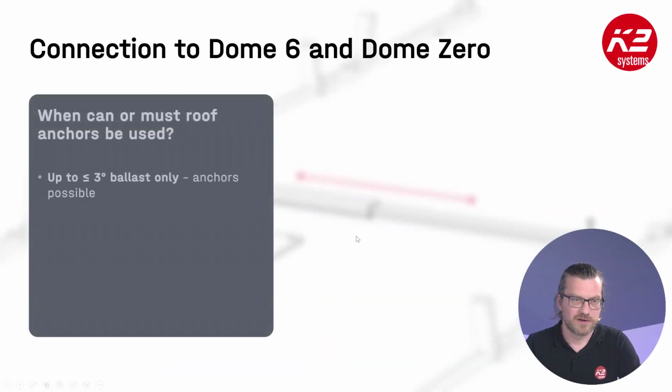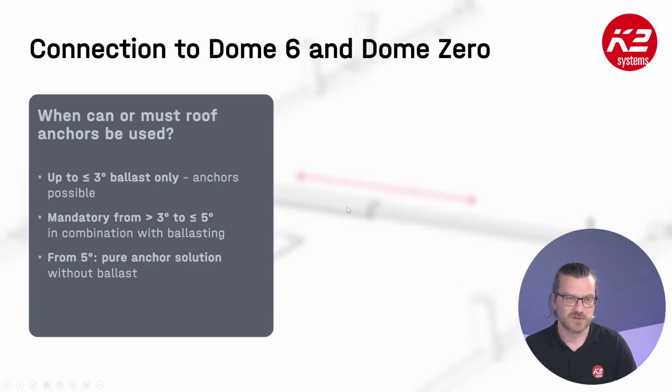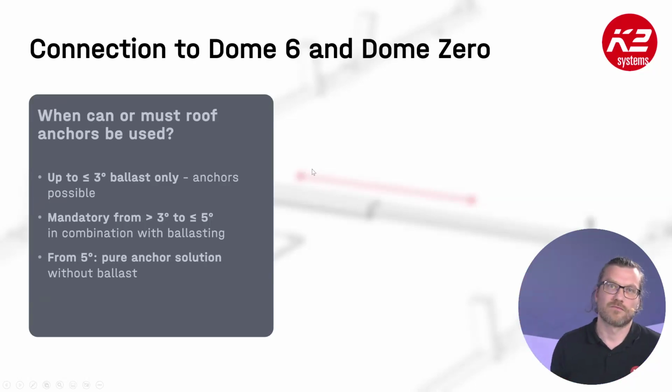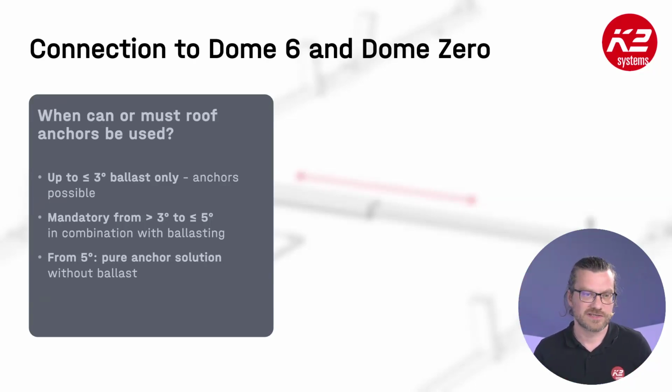Here are some of our rules for ballast or anchor installation. On all roofs up to 3 degrees you can install ballast only, but you can also install a combination of ballast and anchors, or only anchors. Starting with 3 degrees, you will have to install anchors. For roofs from 3 to 5 degrees, you can install a combination of ballast and anchors, or only anchors. For roofs with inclination more than 5 degrees, you will have to install only anchors, because ballast will slide down from the system, so you will need an additional feature to fasten the ballast, not only the system.